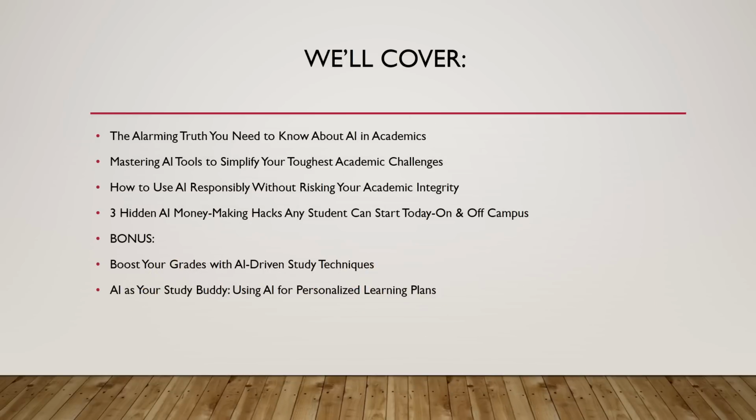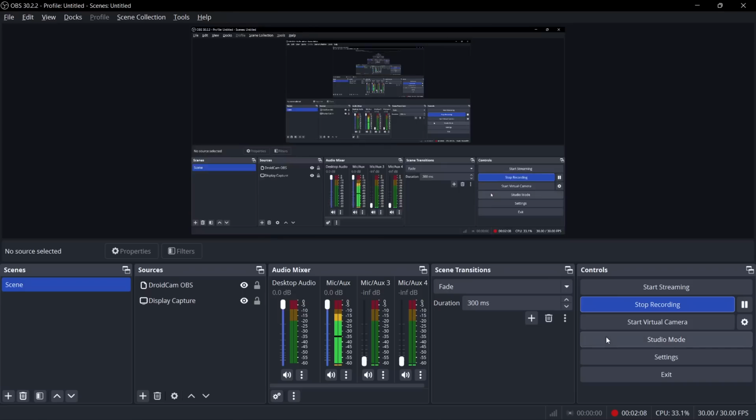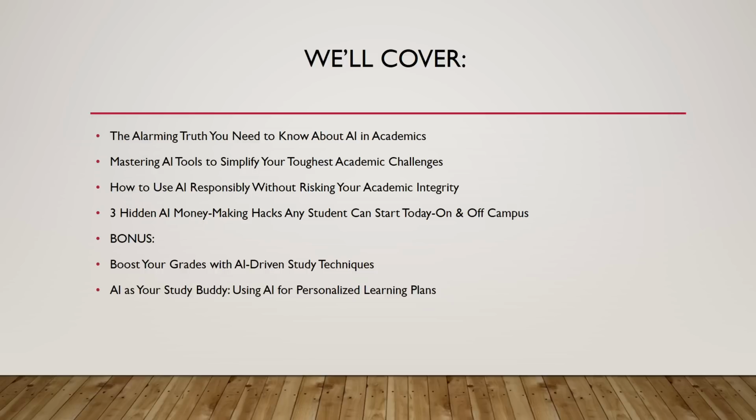So what we'll be covering today is number one, the alarming truth you need to know about AI in academics, mastering AI tools to simplify your toughest academic challenges, how to use AI responsibly without risking your academic integrity. I just need to confirm if we are live, okay? For a few seconds. Okay, great. We're moving. How to use AI responsibly without risking your academic integrity. 3 hidden AI money making hacks any student can start today on and off campus. And then 2 bonuses, how to boost your grades with AI driven study techniques and AI as your study buddy, using AI for personalized learning plans.